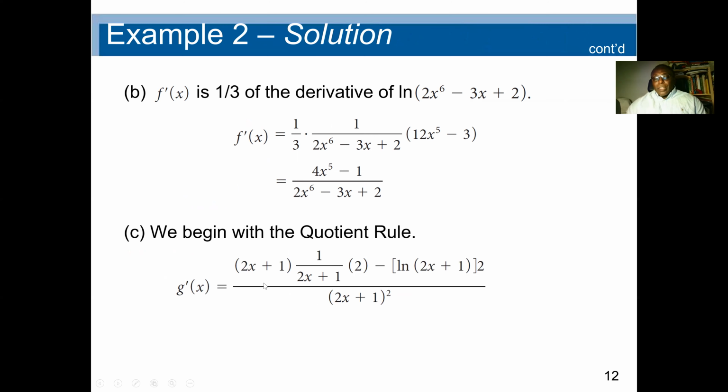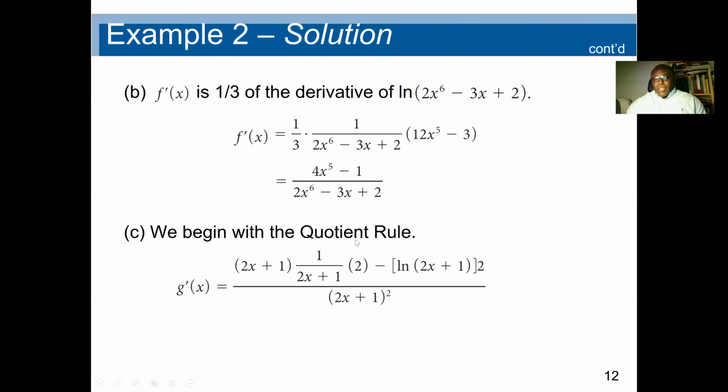So we have again the derivative of the numerator is 1 over 2x plus 1 times 2. Then multiplied by the denominator, which is 2x plus 1. Minus the derivative of the down, which will give us only 2 times everything at the top, which will give us natural log 2x plus 1. Then all divided by the denominator square, which is 2x plus 1 all square.